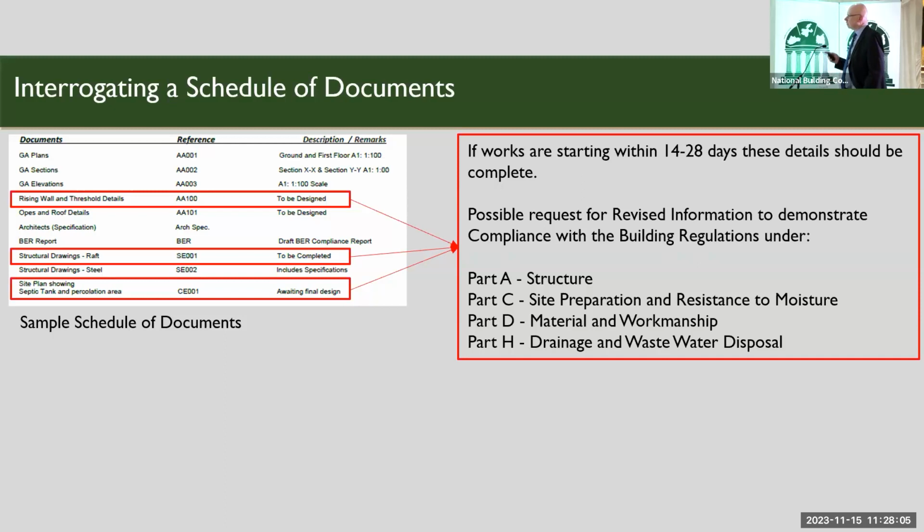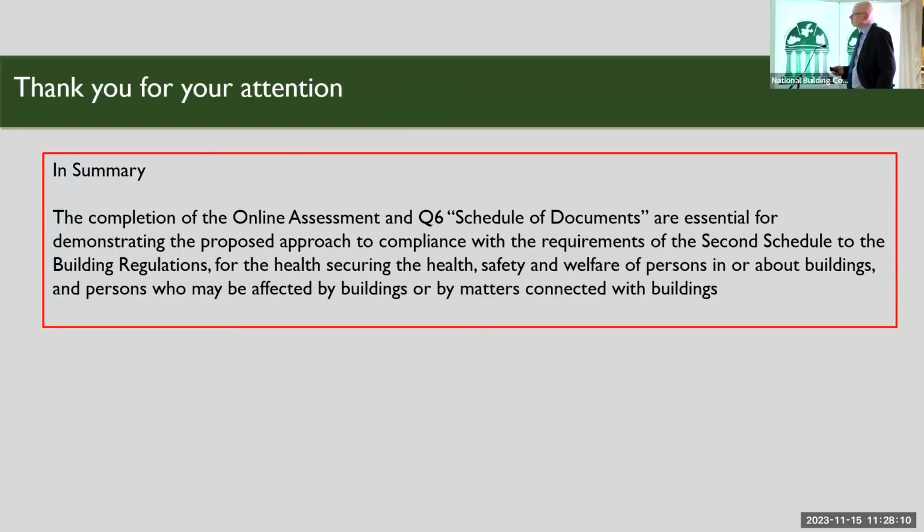So in summary, the completion of the online assessment and question 6 are essential for demonstrating the proposed approach to compliance with the requirements of the second schedule of the building regulations, for the health, safety, and welfare of persons in or about buildings and persons who may be affected by buildings, or other matters.